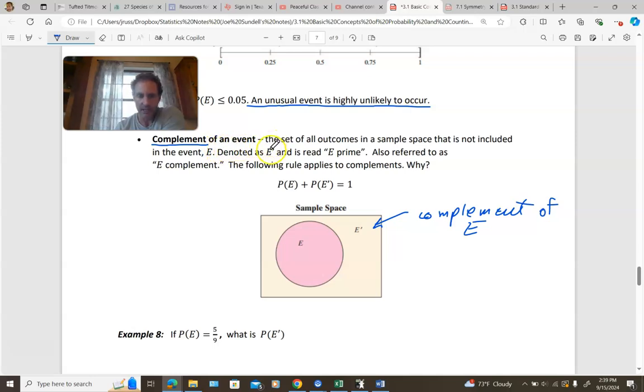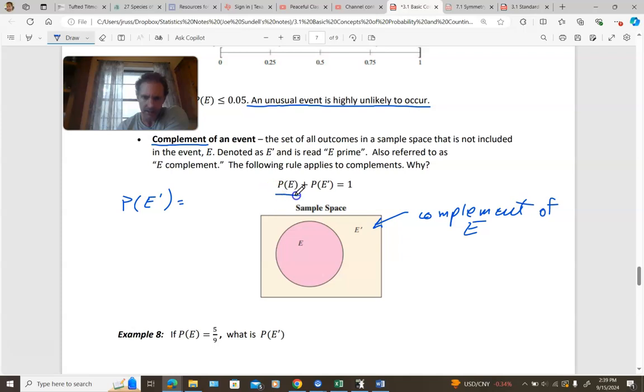And it's denoted E prime with this little apostrophe. It's read E prime. Typically it's written something like this: the probability that E prime occurs is equal to whatever. Or you could also read it as the probability of the complement of E. Another way to think about this, guys, is the probability that E does not occur. That's what the complement is. It's the probability that event E does not occur.